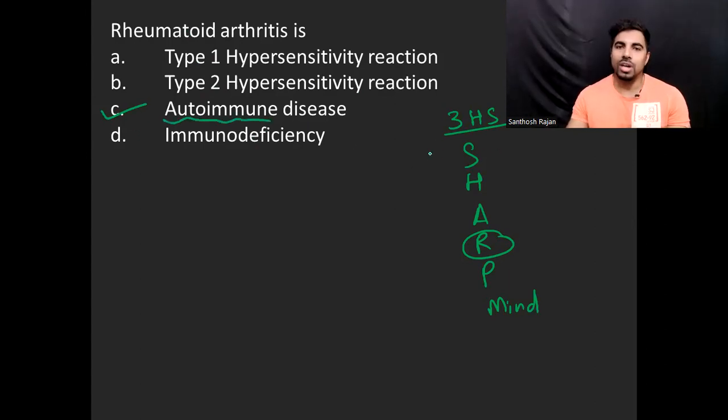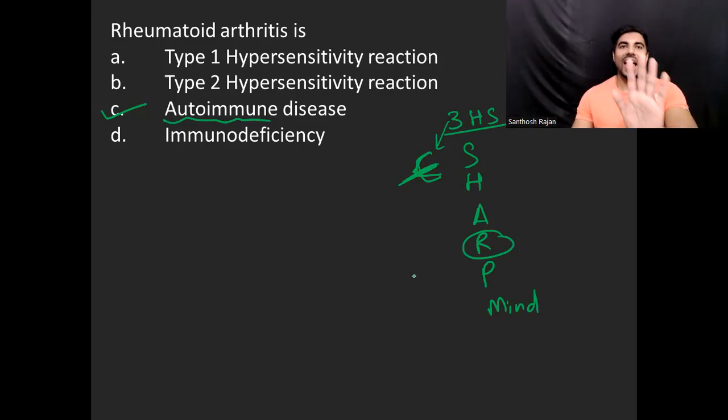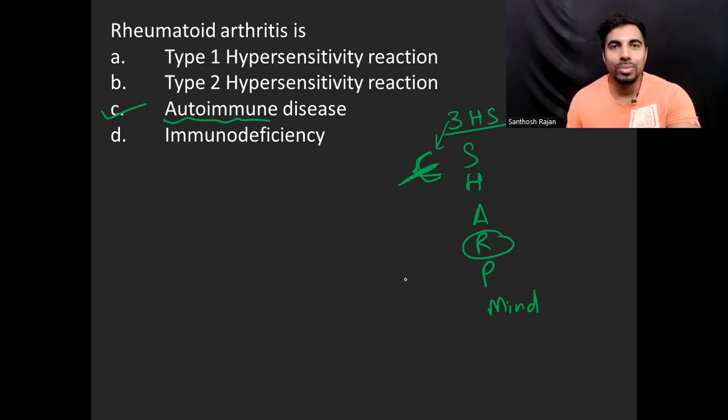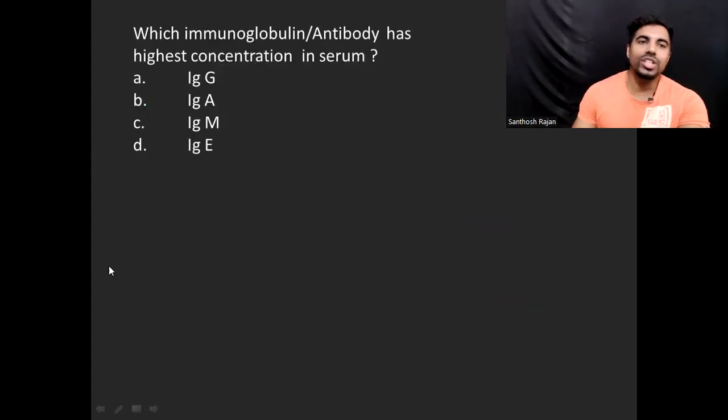So 3 is for sharp, it's a sharp mind. Remember the shortcut, then you will get one question right. You will have one question from hypersensitivity, so you have to remember ACID hypersensitivity reaction. And my blood group is Rh positive and sharp mind. Very important.